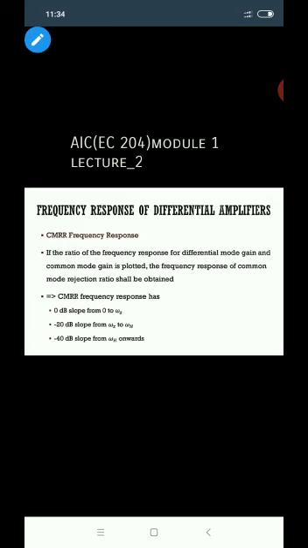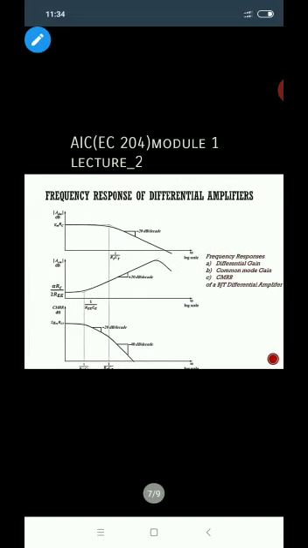Now this CMRR frequency response has 0 dB slope from 0 to omega z, minus 20 dB slope from omega z to omega h, and minus 40 dB slope from omega h onwards. We will see in our third graph, this third plot indicating the CMRR frequency response. Now these are the frequency response curves of the differential amplifier. The first one shows the differential gain response, or the differential frequency response. The next one is the common mode gain or common mode frequency response. The third graph plot shows the CMRR frequency response.